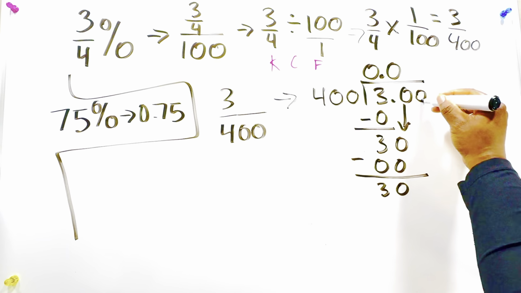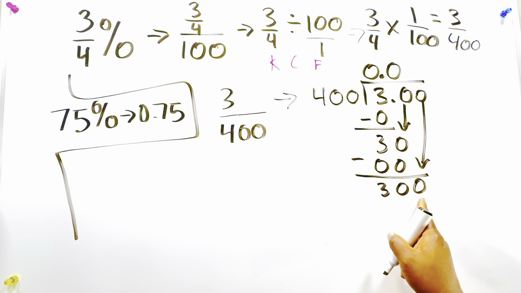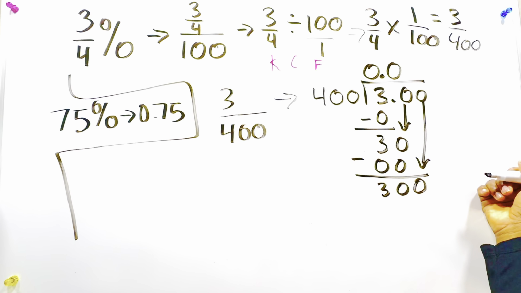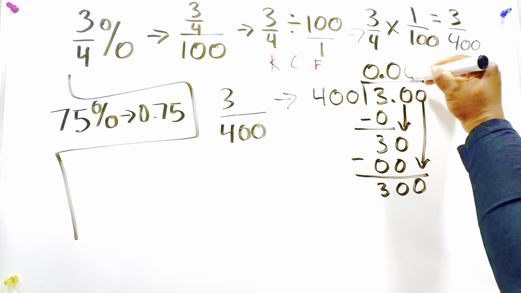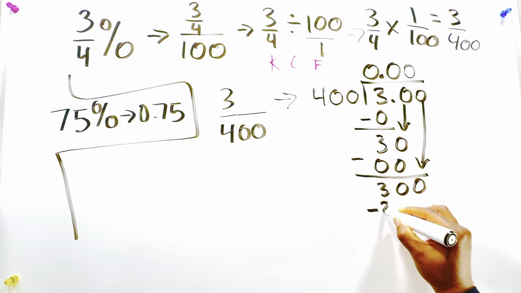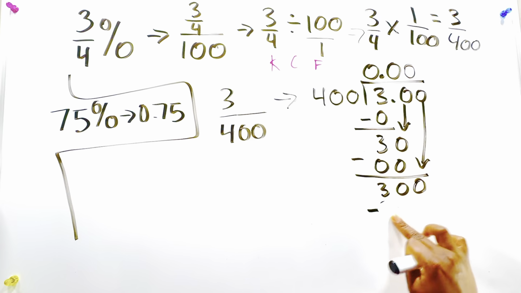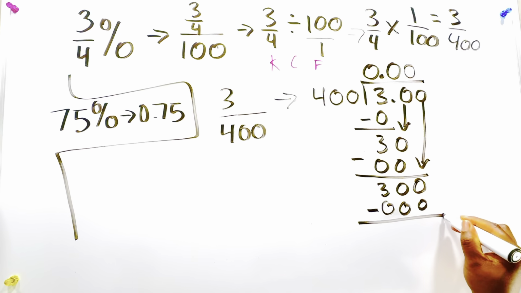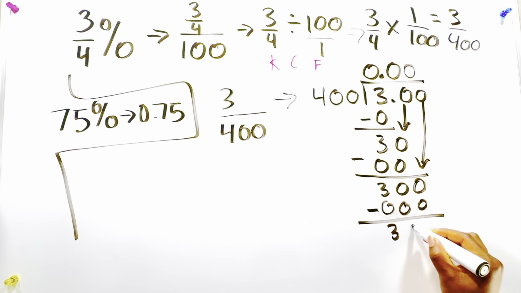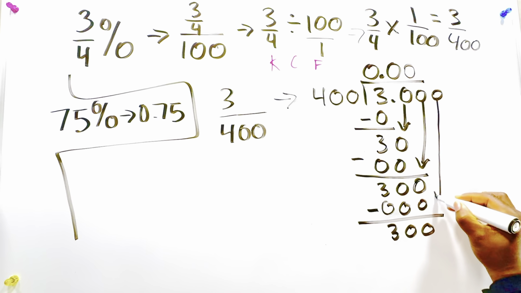The next step, we bring down another 0. Can 400 go into 300? Again, no. So now we're going to do 400 times 0. That will give us 0. And make sure you line up your numbers in order. So now we're going to do 300 minus 0. Again, that should just give us 300. So now we're going to bring down another 0.